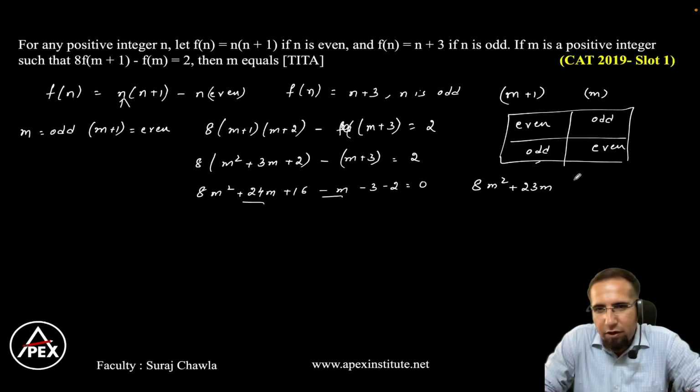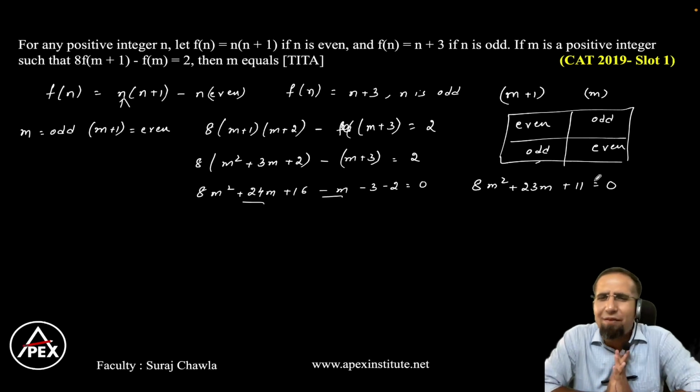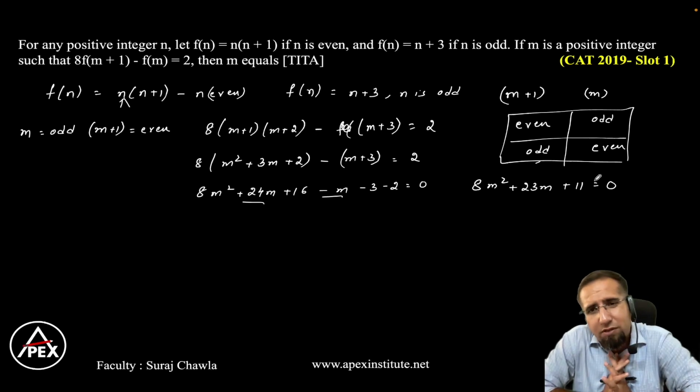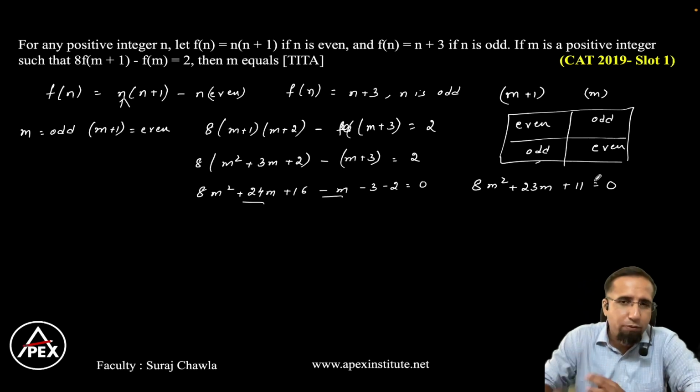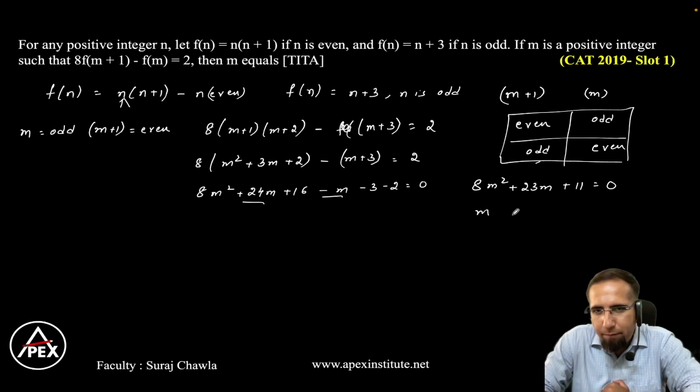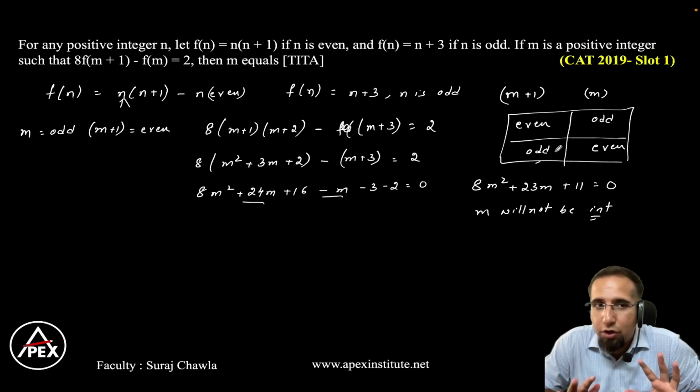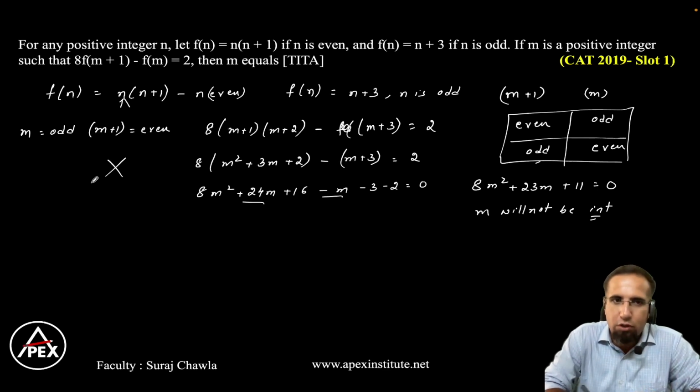16 minus 5 will give me 11 is equal to 0. Now if you understand, 11 8s are 88 and I want two numbers whose sum is 23. If you observe, the value of m will not be an integer. And I am told that m is a positive integer, which means this case does not work.